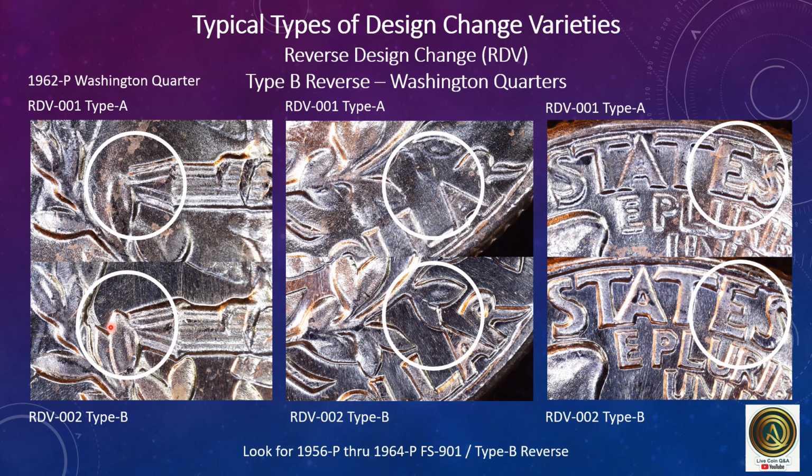The type B, which is the more valuable and collectible version, the leaf extends above the tips of the arrows. This leaf touches the A, and the distance between the E and the S in states is larger. You can look for this type B variant on Philadelphia minted coins from 1956 to 1964.